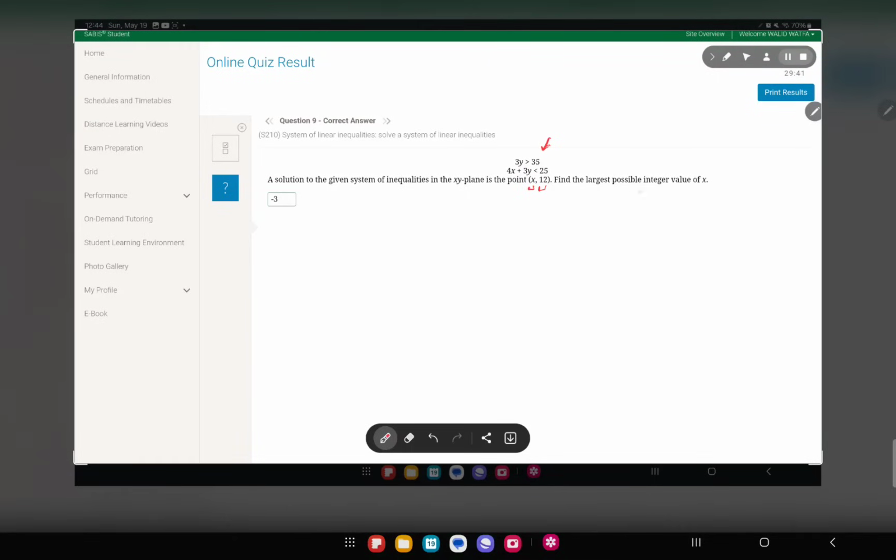Okay, we want the largest possible integer value of x. So what did they give us? They gave us y is 12, right? So let's plug that in here. 4x plus 3y, and we know y is 12, so 3 times 12, less than 25. So you get 4x plus 36 less than 25. You get 4x less than minus 11. x is less than minus 11 over 4.